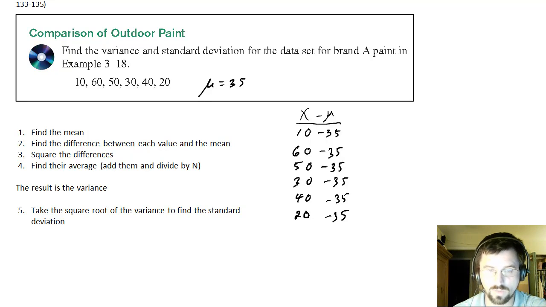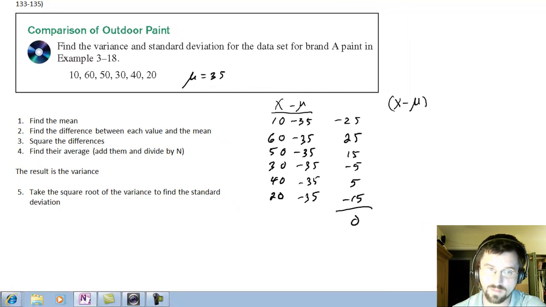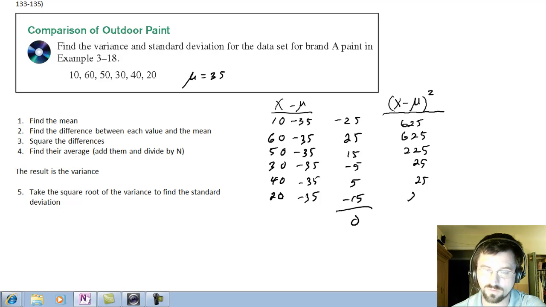When we do that, we get negative 25, positive 25, 15, negative 5, positive 5, and negative 15. And we know if we did it right, those should add up to 0. But we're not going to leave it like that because we want them squared. That's step 3. Square those differences. So we're going to square that, square that, square that, square that, and square that.